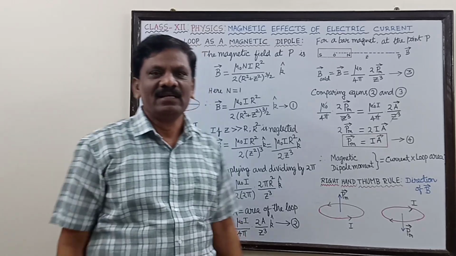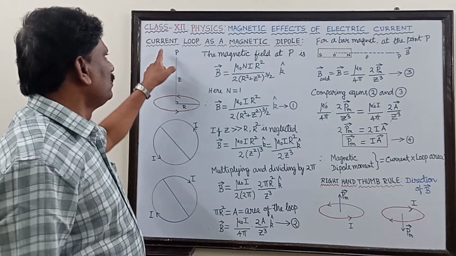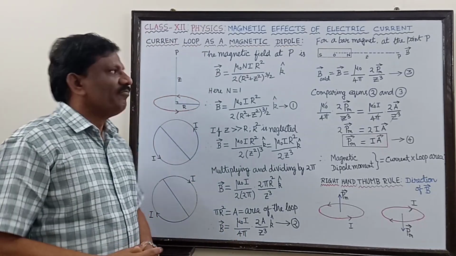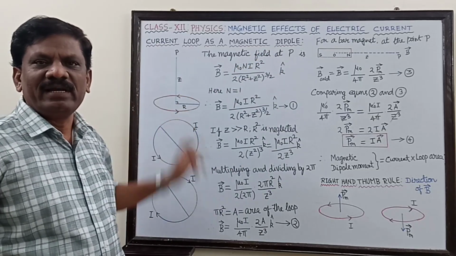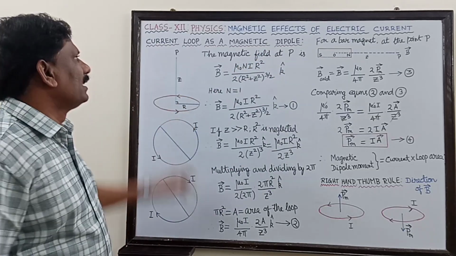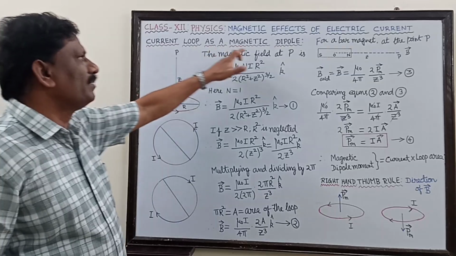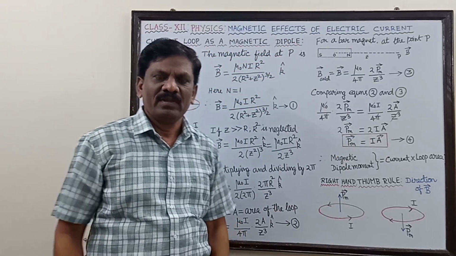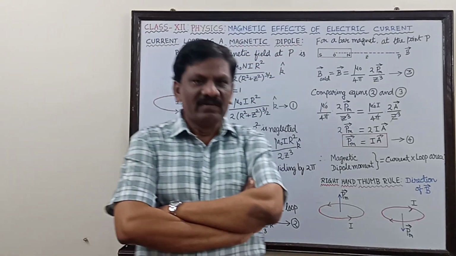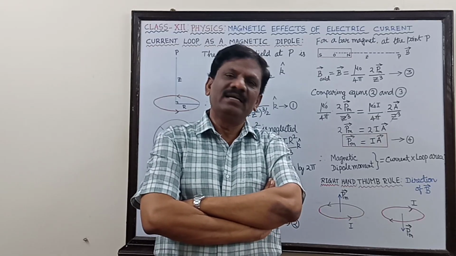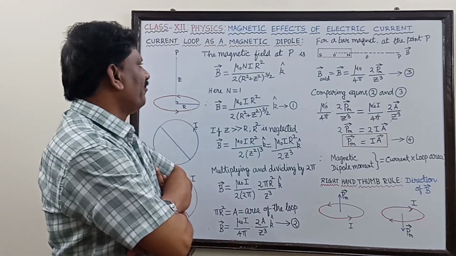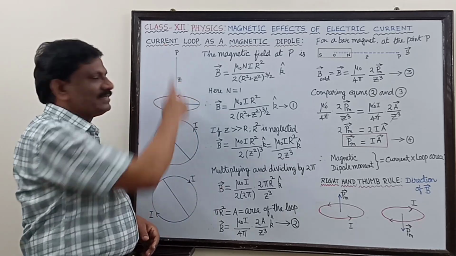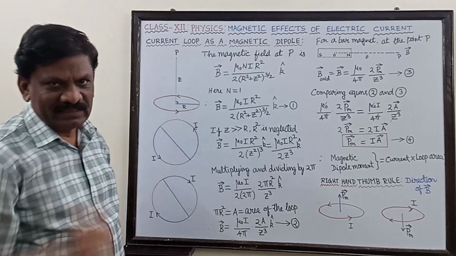Hi students, now we are going to derive an expression for the magnetic dipole moment of a circular coil carrying current under the title current loop as a magnetic dipole. Okay children, we have used Biot-Savart law and we have already derived an expression for the magnetic field along the axis of a circular coil carrying current.